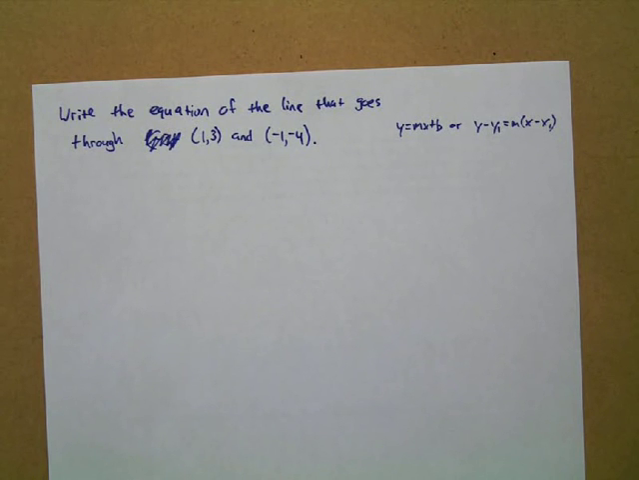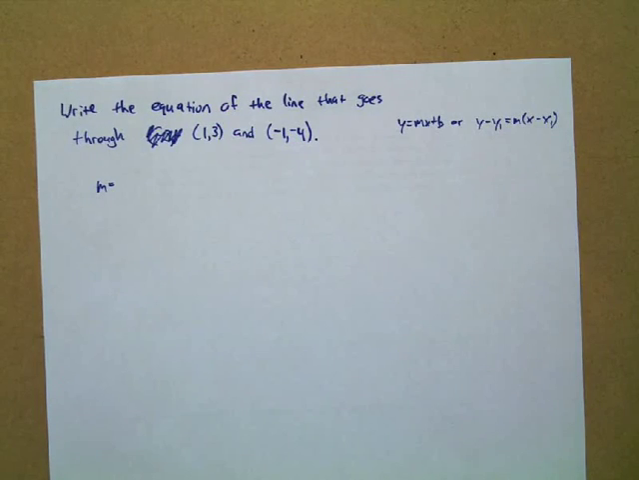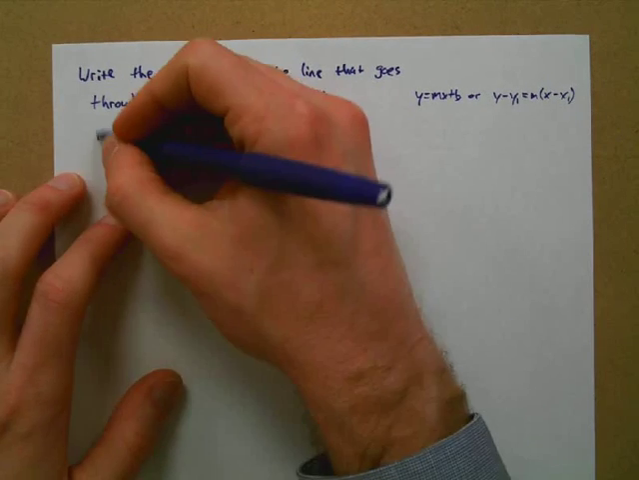So you did -4 minus 3 then? Yeah. Okay. Over and then -1 minus 1. Okay, so you get -7 over -2. Ugh, fractions. Negative over a negative is positive 7/2, so I'm going to rewrite that as positive 7 over 2. Okay, we've got a slope, and we have 2 points to pick from.